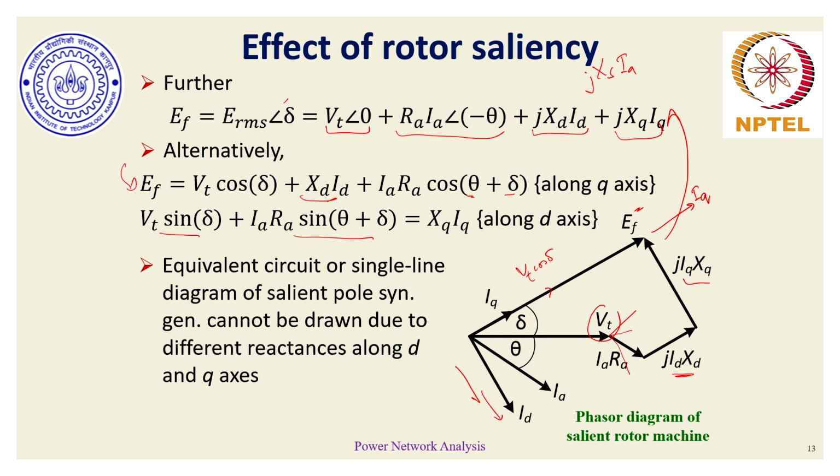Unfortunately, we cannot have a single equivalent circuit where we can have two different reactances in series with two different currents in series, and that's the reason why you would not see an exact equivalent circuit for salient pole machines in typical references or textbooks. That's all for today.